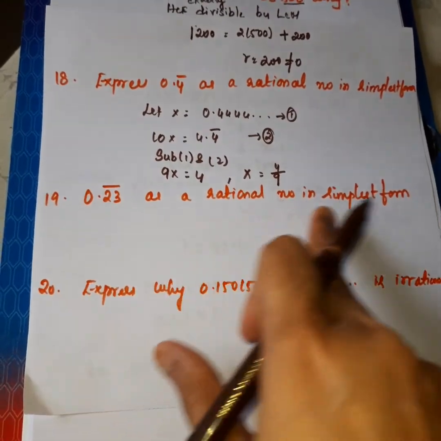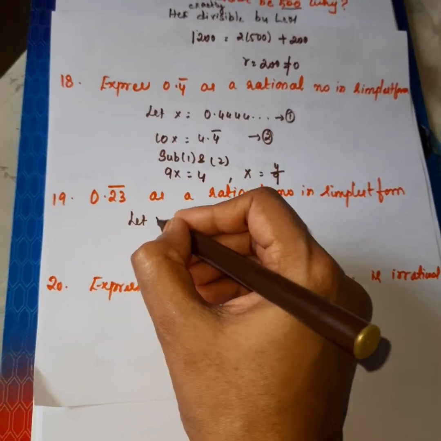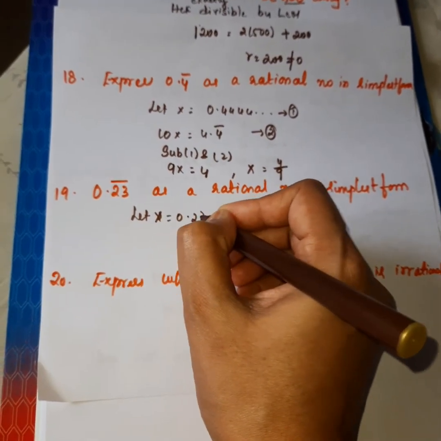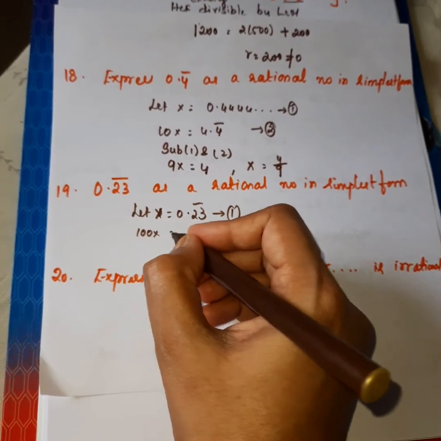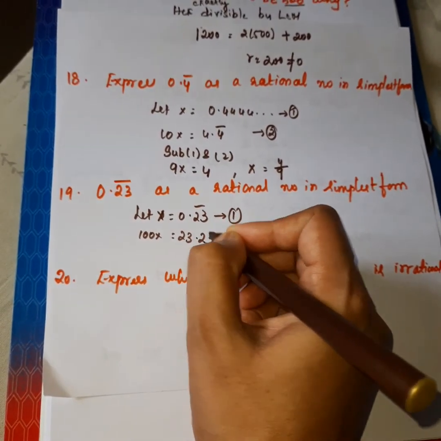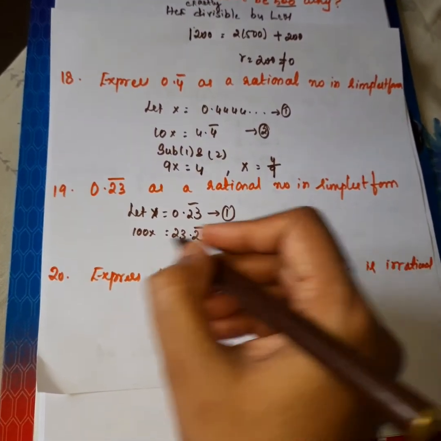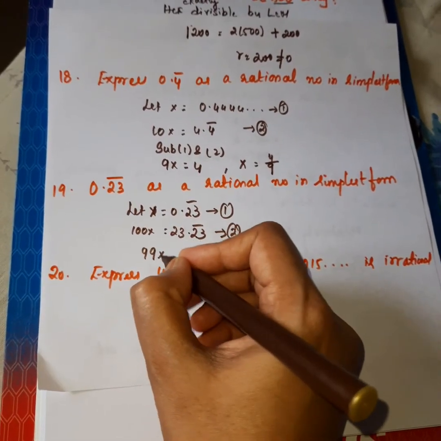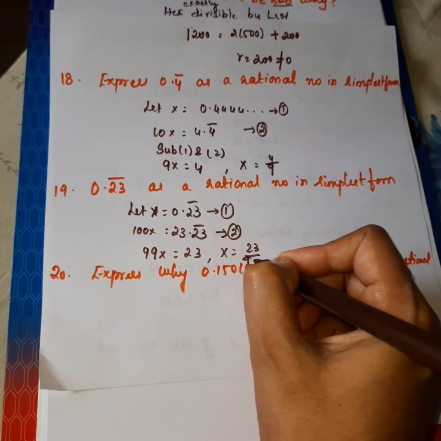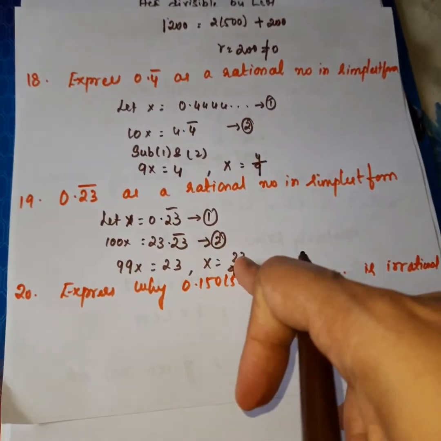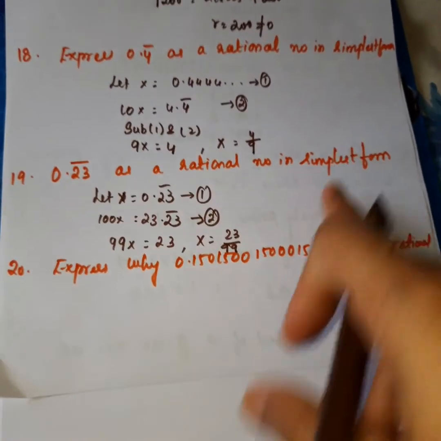Next, question 19, 0.23 repeating, which is a non-terminating and repeating number. So let's assume it as x, equation 1. Then 100x is 23.23. So again, by subtracting 1 and 2, we get 99x equal to 23. x equal to 23 by 99, which cannot be further simplified as 23 is a prime number.